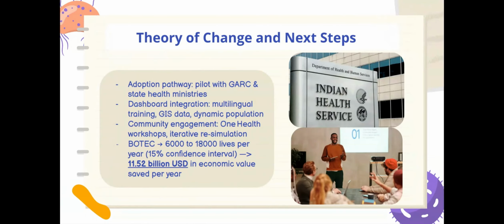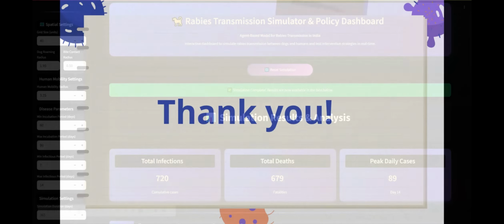If we're looking to pilot the tool in collaboration with the GARC and the Indian State Health Ministries, specifically integrating India's Integrated Disease Surveillance Program, we're looking to incorporate multilingual training resources to make it really accessible to use, and then talk about it at One Health workshops. If this model is used in 80% of regions in India where rabies is prevalent, then our BOTEC estimates that 6,000 to 18,000 lives will be saved per year, and 11.52 billion US dollars in economic value will also be saved for India. Thank you for watching.